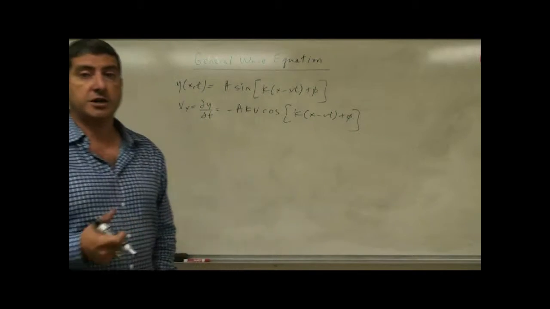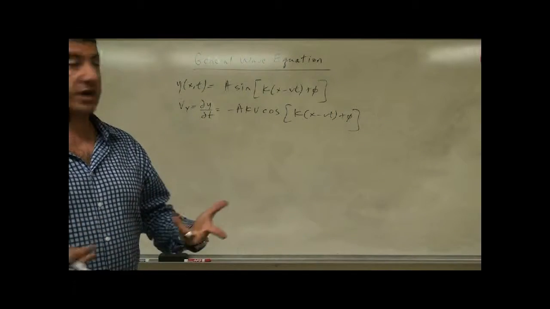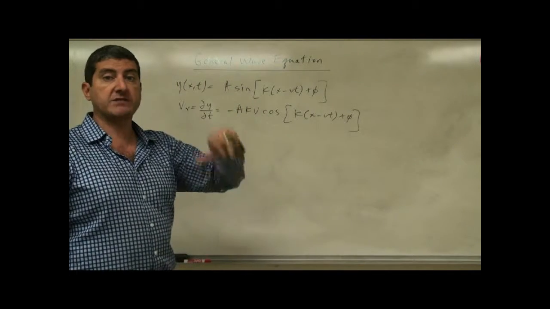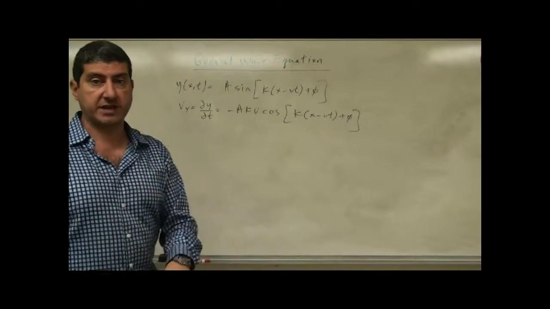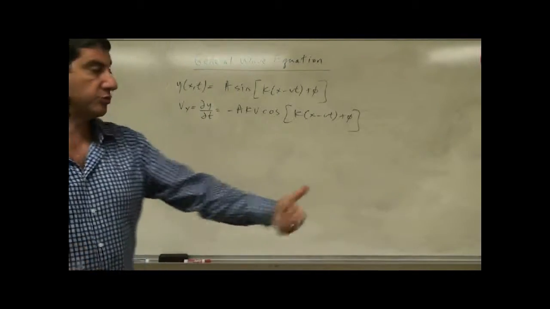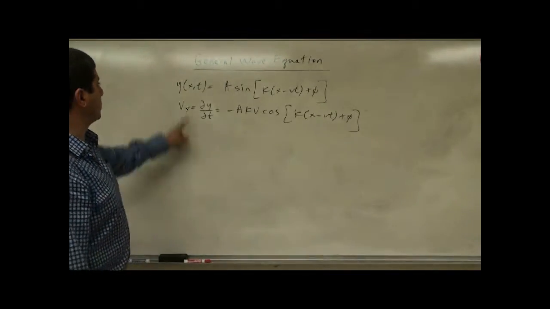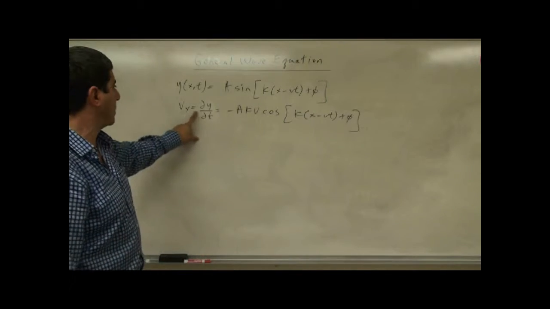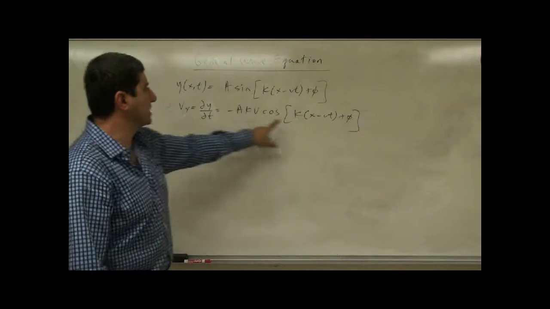Cover the equation for any general wave. This is called the general wave equation. This will be true for string waves, sound waves, electromagnetic waves, and any wave propagation through space. Okay? So earlier we noticed that y(x, t) is equal to this, and we derived v_y, partial y partial t, and we got this.